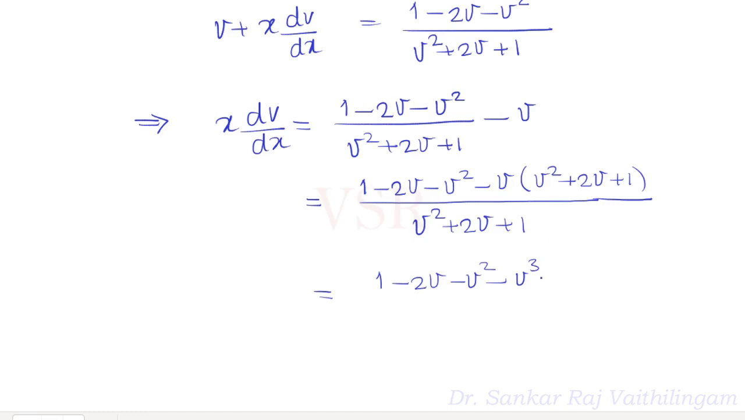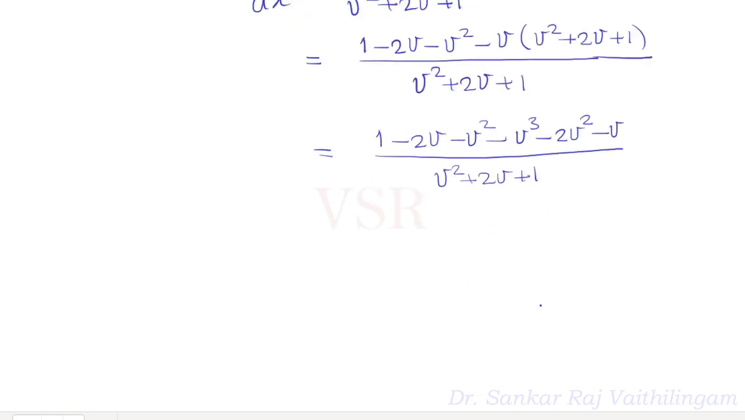And then minus 2v square, minus v. So all of this is divided by the denominator, that is v square plus 2v plus 1. What do we get if we simplify this? First a 1. Okay, here there is a minus 2v, and then here there is a minus v. So we'll have minus 3v. In the squares, here there is a minus v square and here minus 2v square. So we'll have minus 3v square minus v cube.